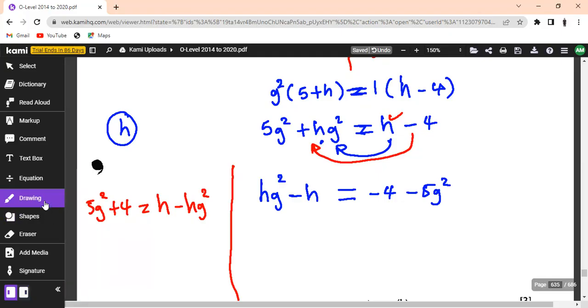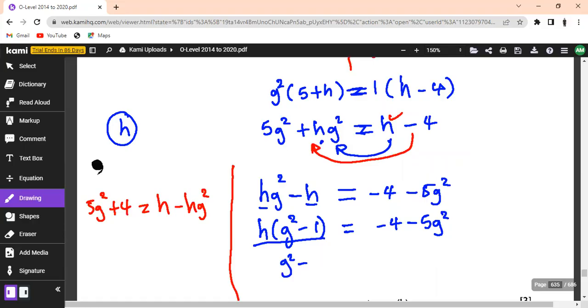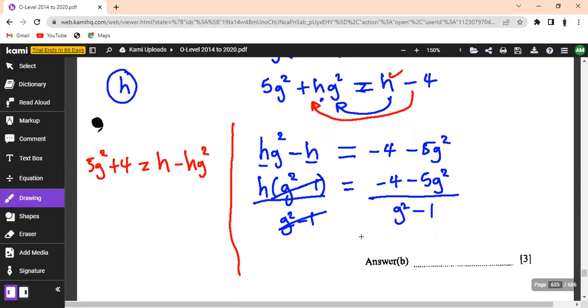So I'm just going to do both of these. Let's start with this one. Our h is common here, so we can factor out h. That means we are going to be left with g squared minus 1, which is equivalent to negative 4 minus 5g squared. So divide here by g squared minus 1, divide here by g squared minus 1. Definitely this can cancel, and your h becomes the subject of the formula. So therefore, your h in this case is going to be negative 4 minus 5g squared, everything over g squared minus 1.